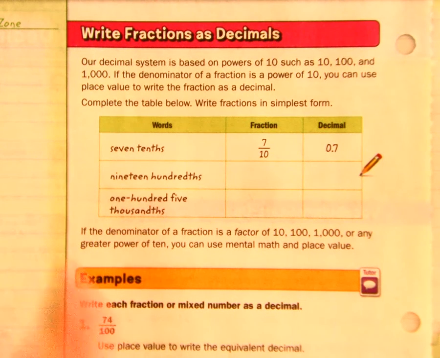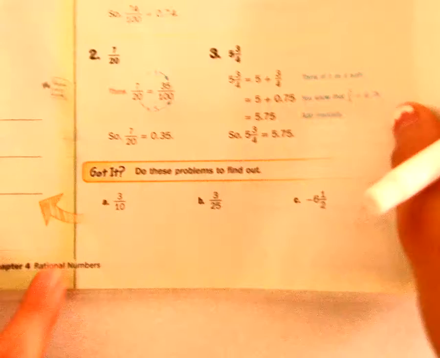Our decimal system is based on powers of 10, such as 10, 100, and 1,000. If the denominator of a fraction is a power of 10, you can use the place value to write the fraction as a decimal. Okay? So if we do some examples down here.